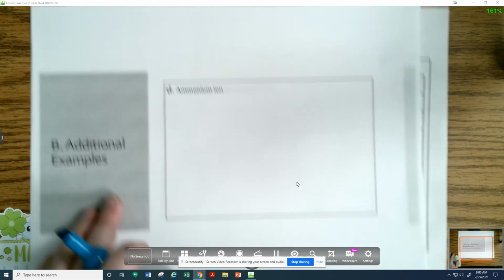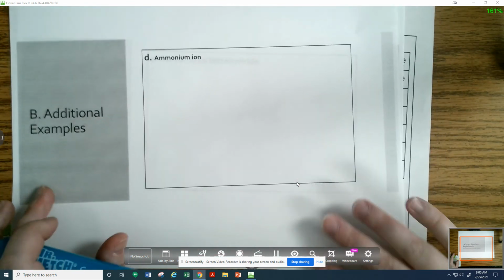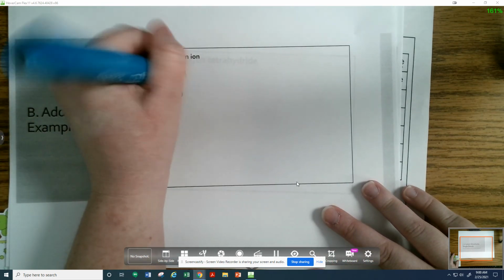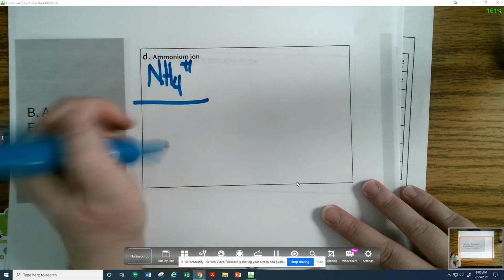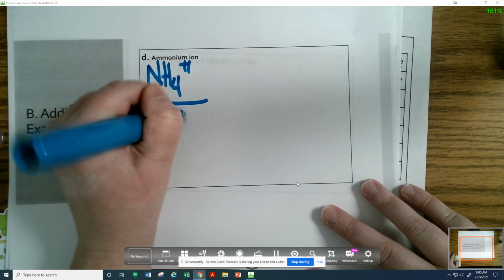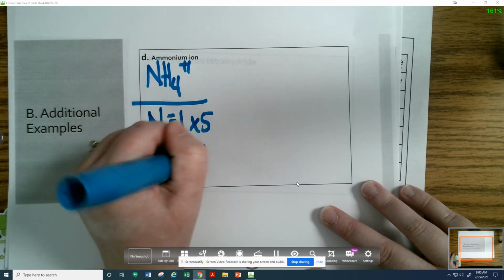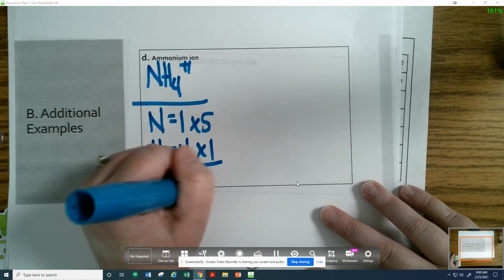So the ammonium ion, so this is where you need your polyatomic lists. So ammonium, if you look it up, is NH4, and it has a +1 charge, and that is important. That's why I threw this example in here. So nitrogen, there's 1. It has 5 valence electrons. Hydrogen, there's 4 of them. It has 1 valence electron. That gives us 9 electrons.